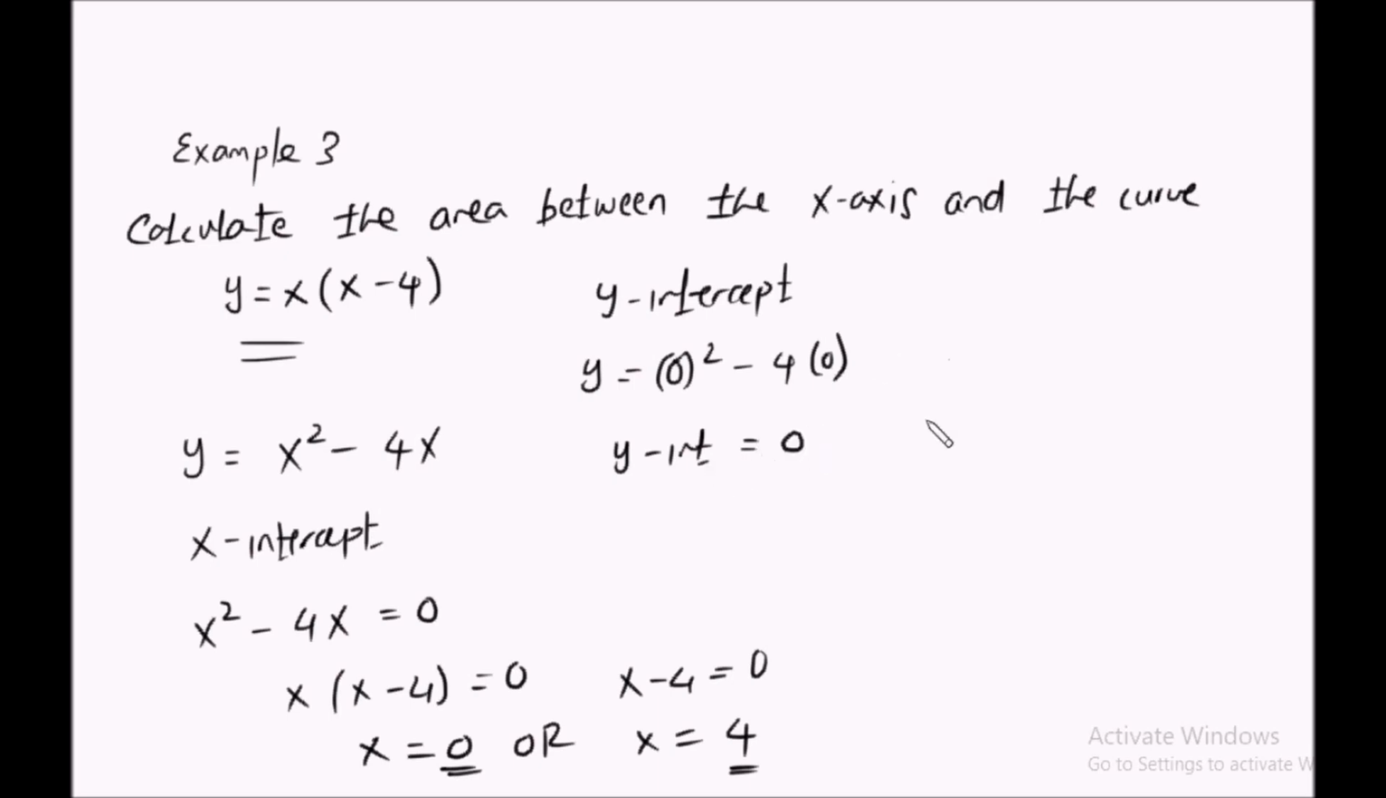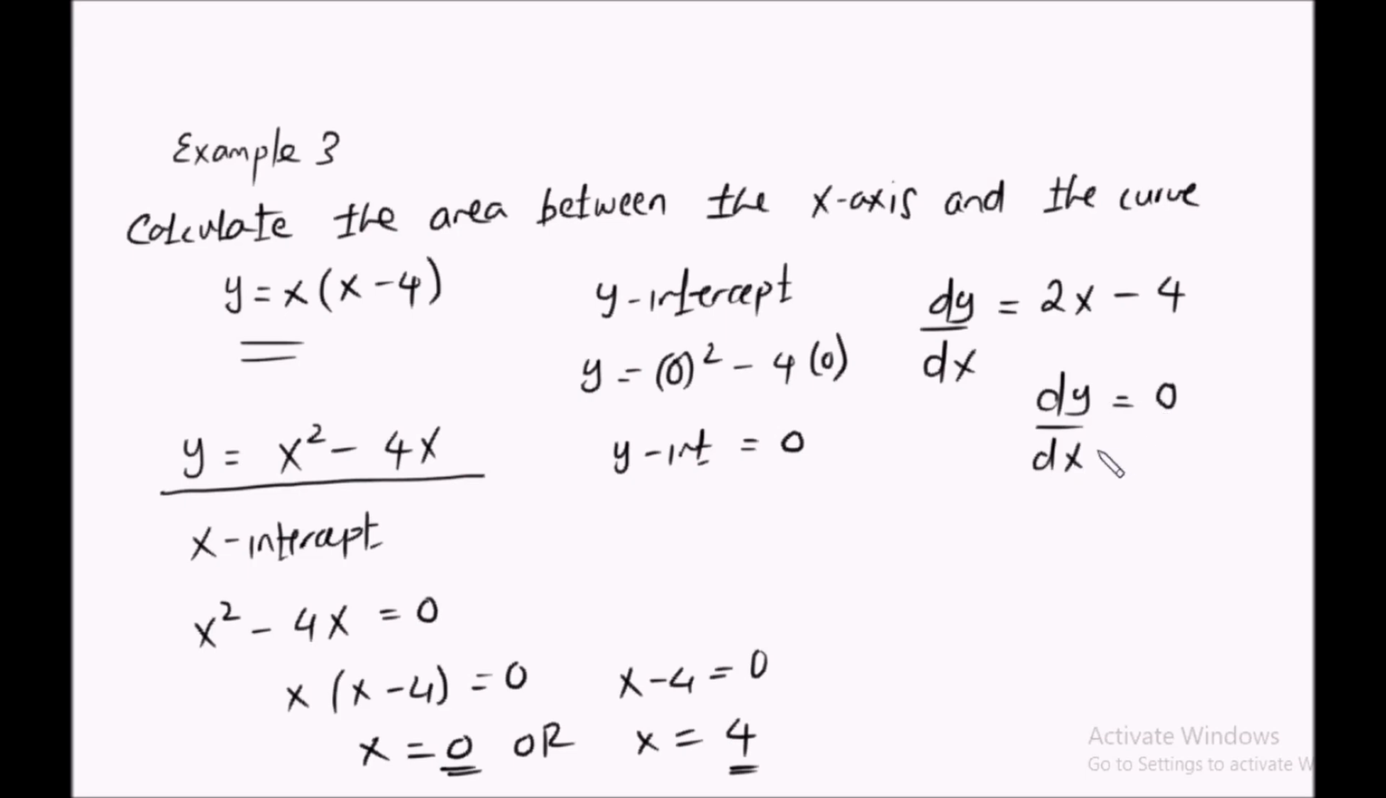So we need to find the turning point now. I will use the method of differentiation, the form 2 method. So I'm going to differentiate this. So dy/dx: differentiating x squared gives 2x, differentiating 4x gives 4. The turning point is at dy/dx equals 0. So when 2x minus 4 is equal to 0, we have 2x is equal to 4, so x equals 4 divided by 2, which is 2.